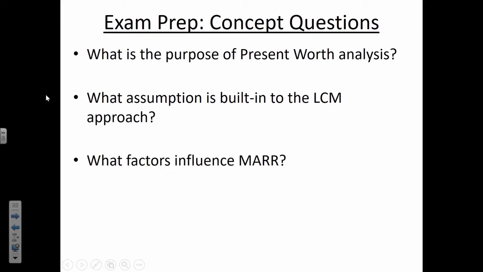Okay. Now what about this acronym, MARR? Well, it stands for minimum attractive rate of return, but that's not what this is asking. So don't fall into that trap of answering the wrong question. What factors influence MARR? And so why would a company choose 12% for their MARR versus 3% for their MARR? There's a variety of factors. Does anybody remember what some of those are?